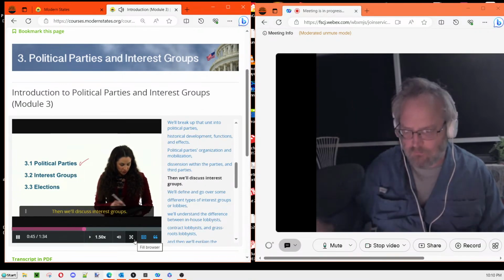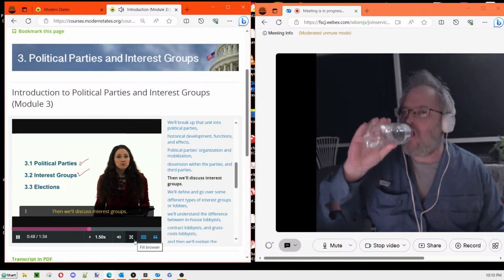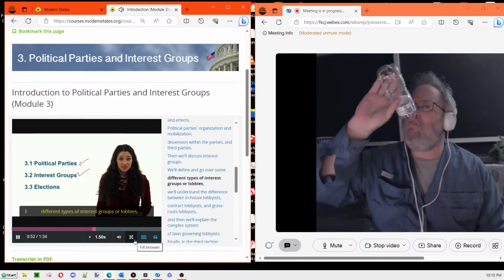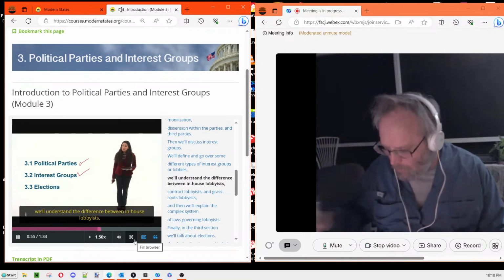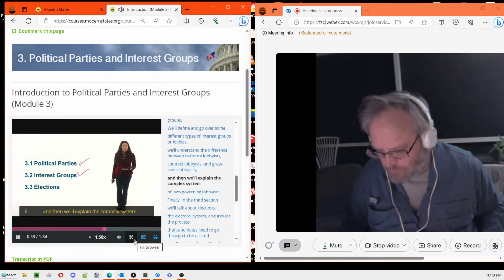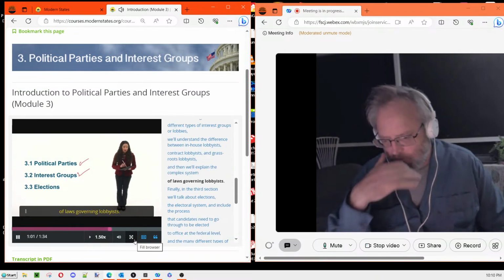Then we'll discuss interest groups. We'll define and go over some different types of interest groups or lobbyists. We'll understand the difference between in-house lobbyists, contract lobbyists, and grassroots lobbyists. And then we'll explain the complex system of laws governing lobbyists.